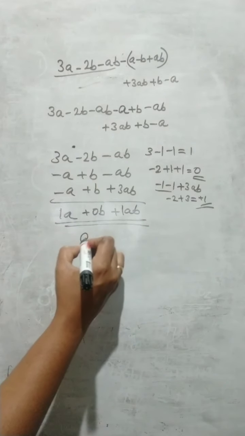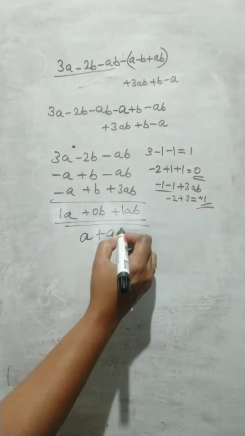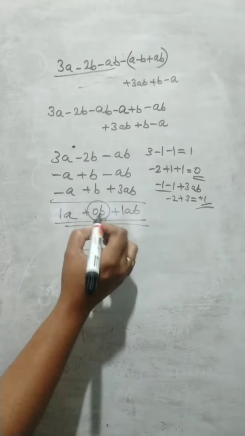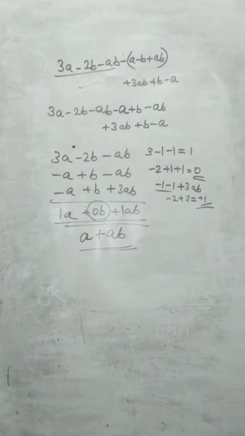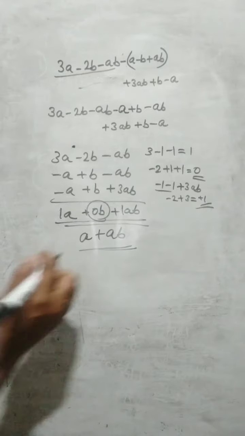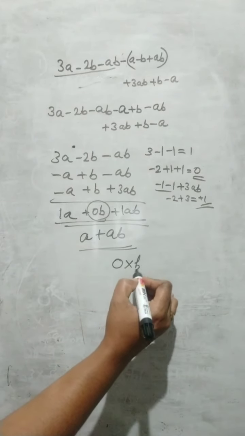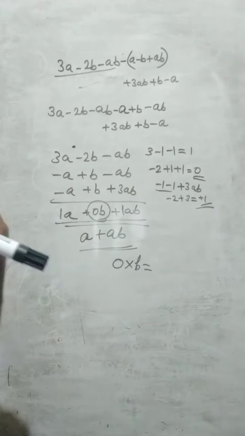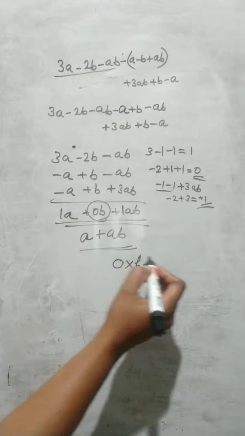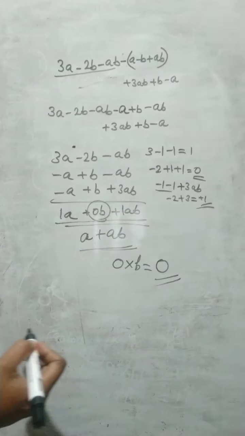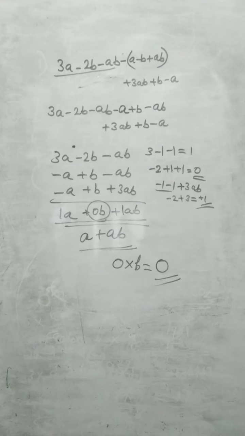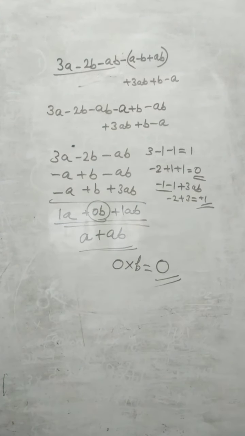So we can write 1a as a. A plus ab is the answer. 0b: there is no term, that is representing 0. That is 0 multiplied by b, and 0 multiplied by any number or any variable is 0 itself. Okay, I think you got that. Okay children, thank you.